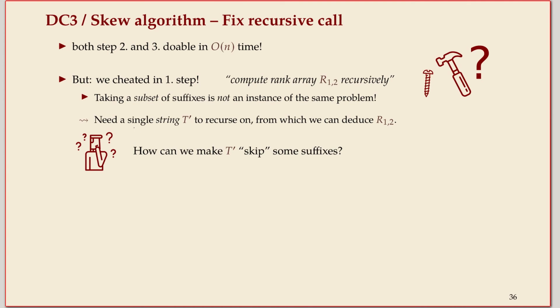We need a single string. How can we construct a string that skips certain suffixes? That's something we'll still have to look at. Now, there are 7 minutes left. I won't be able to go through this, so I guess I have to stop with this cliffhanger, and we'll continue tomorrow then.